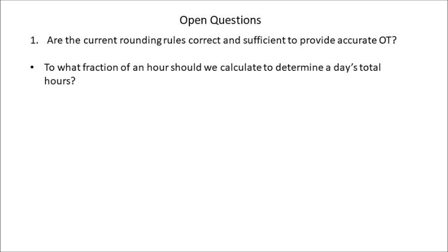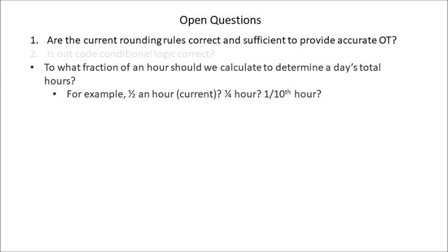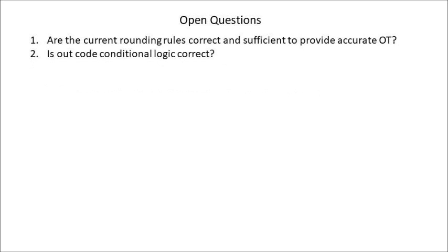The first is, what fraction of an hour should we calculate to determine a day's total hours? Do we want to continue to calculate and round to half an hour? Should we move to quarter-hour increments? That brings us to our second question, which is whether our outcode conditional logic assumptions are correct.